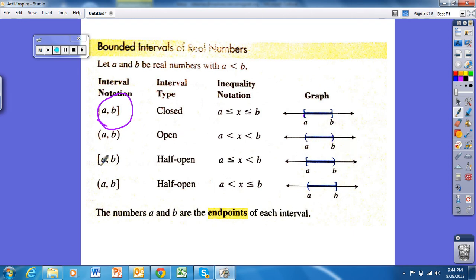It's half open if only one endpoint is included. So here, see how A is less than or equal to? We put a bracket on A. Since B doesn't have an equal to sign underneath, parenthesis on B. And the opposite for this one. Include the B, don't include the A. That's what it means to be bounded, 2 endpoints.